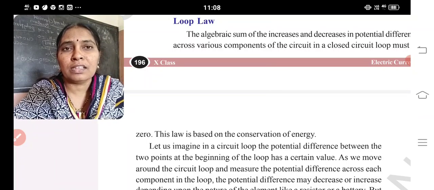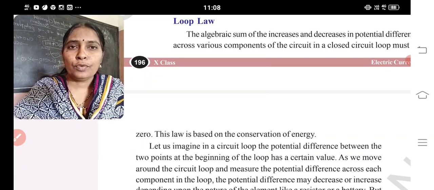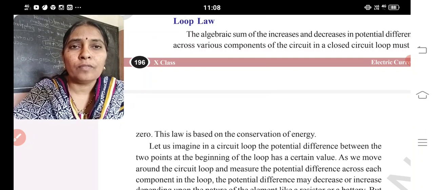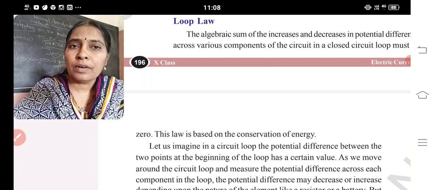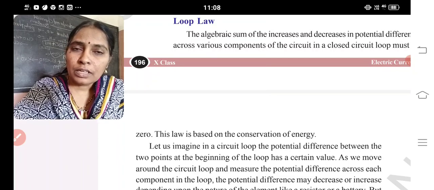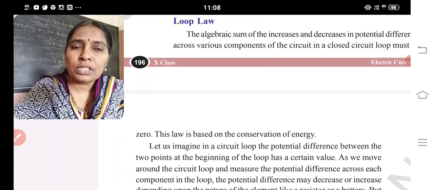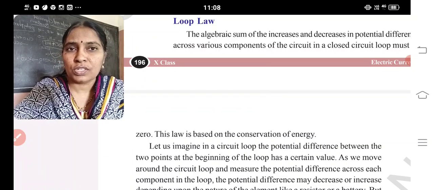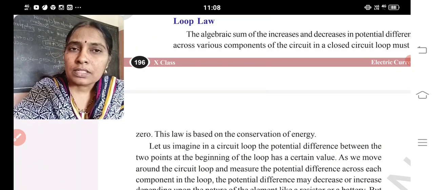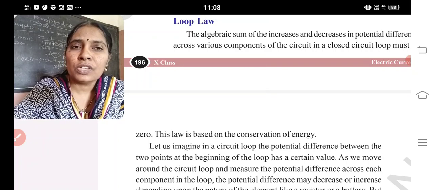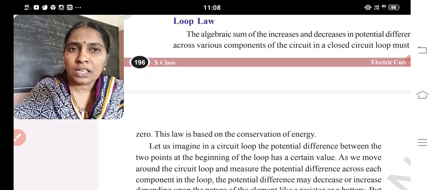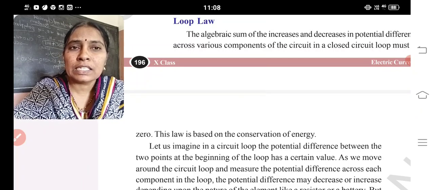Maybe there is an increase and a decrease. If you add that, you should get 0. That is the loop law. What is the junction law? The sum of current entering into the junction is equal to the current leaving the junction. The sum of current into the junction is equal to the amount of current leaving the junction. This is known as the junction law.